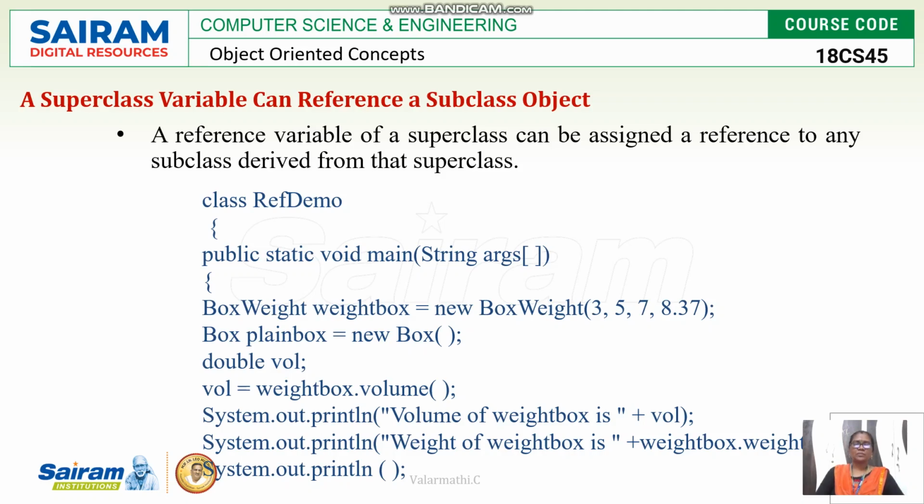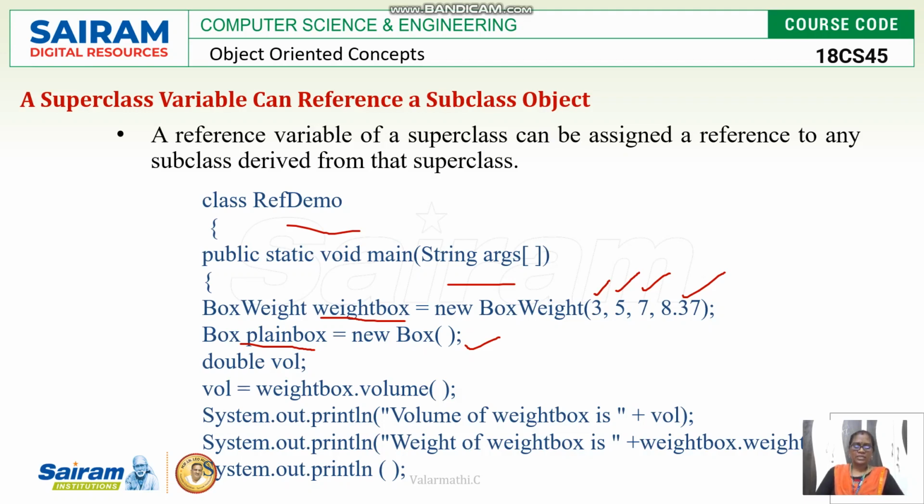Here the reference demo is my class name. It starts with the void main. Let us look into it more closely. Box weight is my class, with an object of weight box, which is having 3, 5, 7, 3.1437. That means 3 is the width, 5 is the height, 7 is the depth, and 3.1437 is the weight. Then one more object is created with the name plain box, which is nothing but an object of the superclass. Here, consider weight box as the object of the subclass and plain box as the object of the superclass.